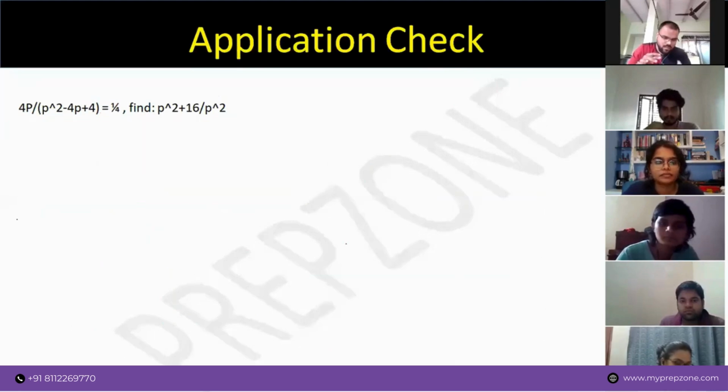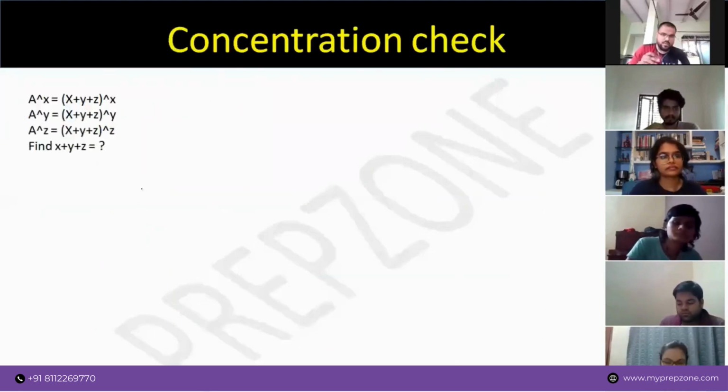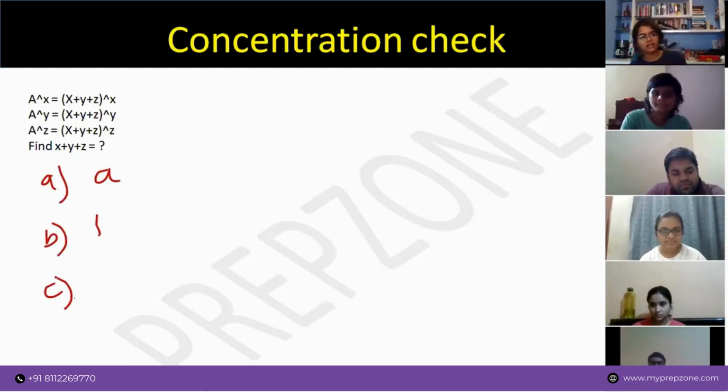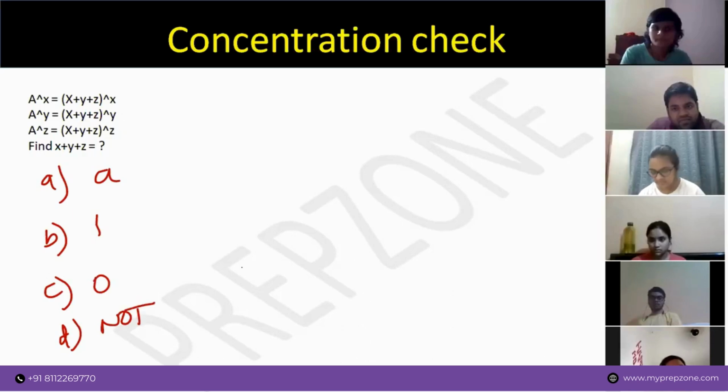So 3 more questions to go. Next one. Okay. Options, okay, fine, I'll give the options. Options are A, 1, 0 and none of these. All the answers I've received are correct.